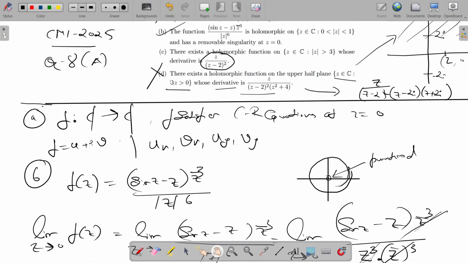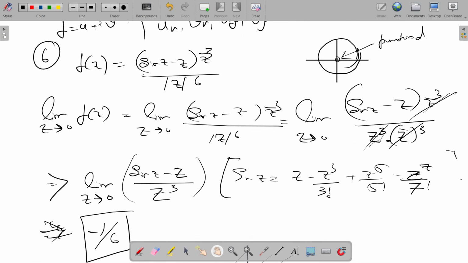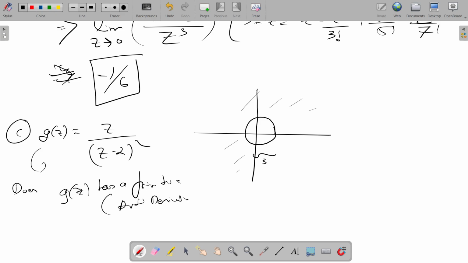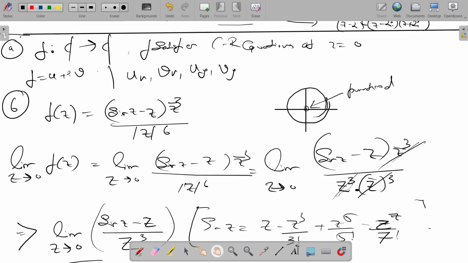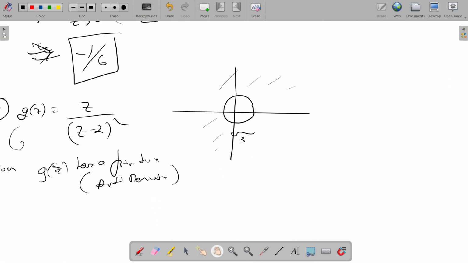So does g(z) have a primitive, an anti-derivative, in this region mod z greater than 3? Now this doesn't have the problem that we had in option D, because 2 is within the hole, and we can clearly see this will be infinitely differentiable. So there is a chance.